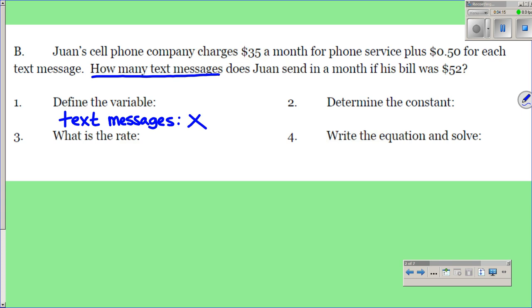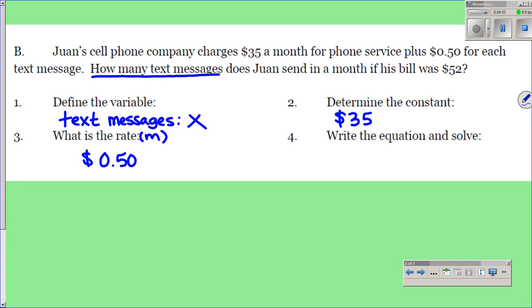Now, if you notice, they tell us that the cell phone company charges a monthly fee, which you would just pay one time a month, of $35. So you pay the $35 and then you pay in addition to that 50 cents per text. So the constant is going to be that $35 fee. Okay, now it's asking for the rate. If you look at the problem, they tell us how much one has to pay per text message. So our rate, which is also the same thing as our slope, is going to be 50 cents.